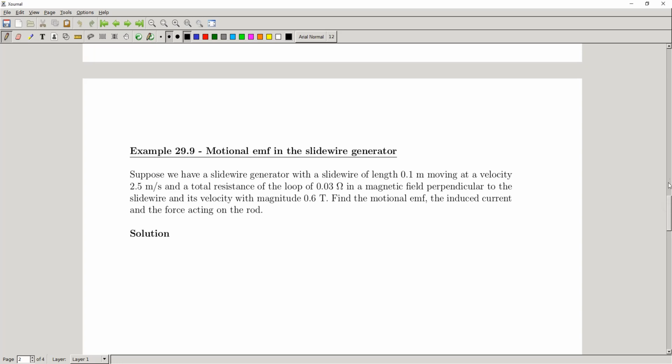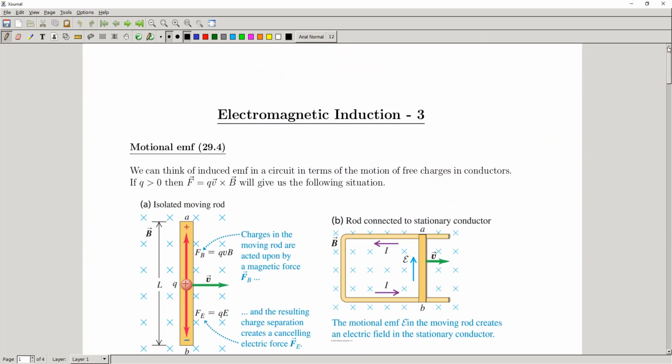Okay, this is going to be our third video on electromagnetic induction. In this video, we're going to be covering section 29.4, and this is all going to be on motional EMF. I'm not expecting this to be too long of a video, so we'll get right into it and see how quickly we can get through this here.